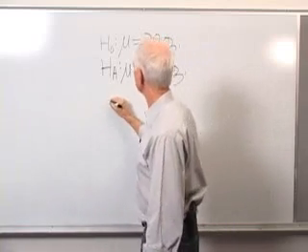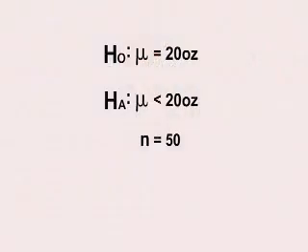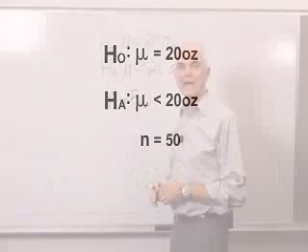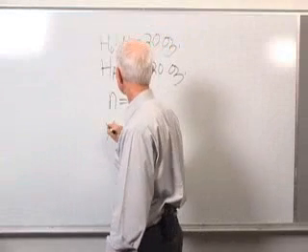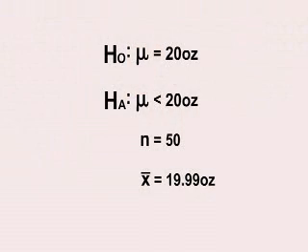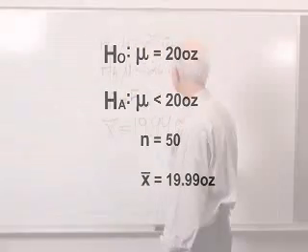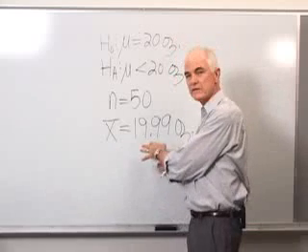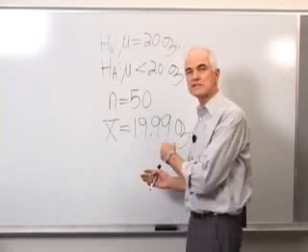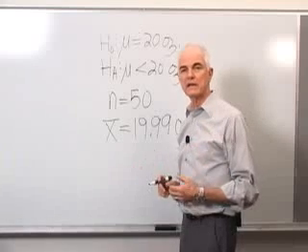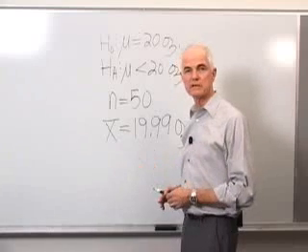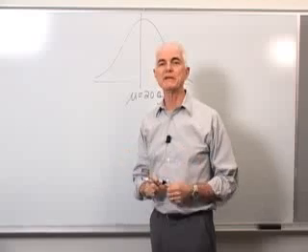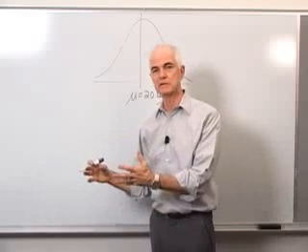Suppose that we go out and we randomly sample 50 bottles and we take them to the lab and we test them, and the result is a sample mean of 19.99 ounces. Should we reject the null hypothesis based on this sample mean? Well, let's think back on our central limit theorem and how sample means are distributed. So suppose our sample mean falls below 20 ounces. We have a dilemma.